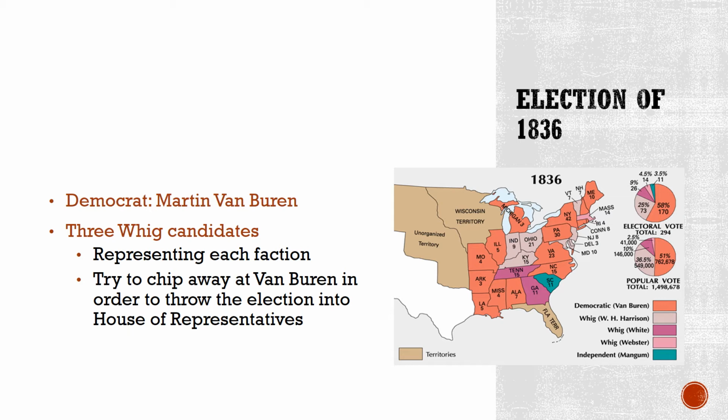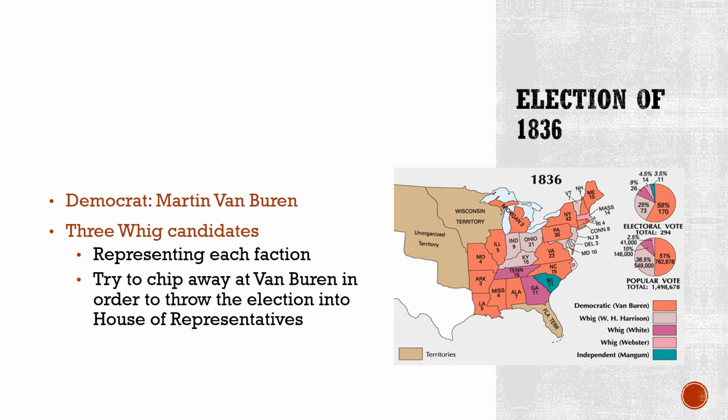And this is kind of an interesting strategy because the Whig Party is brand new. So it's going to be difficult to get these different factions to rally behind one candidate. Like, which candidate do you choose if you represent one faction over the others, those other factions won't be happy.